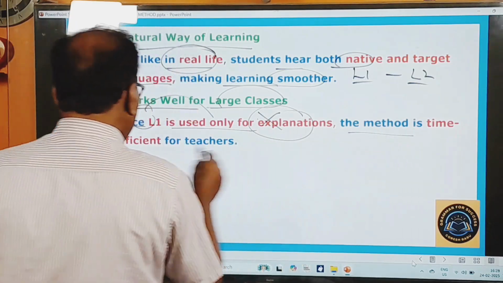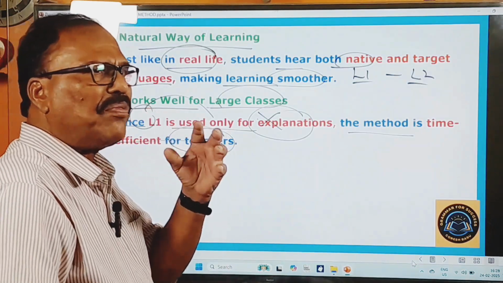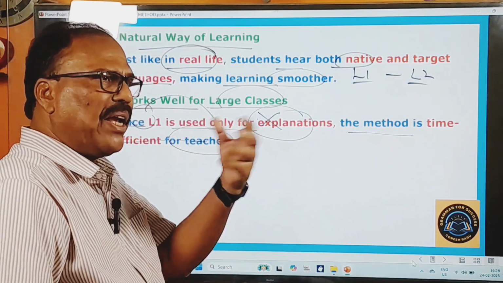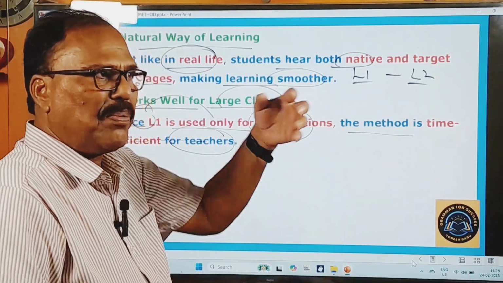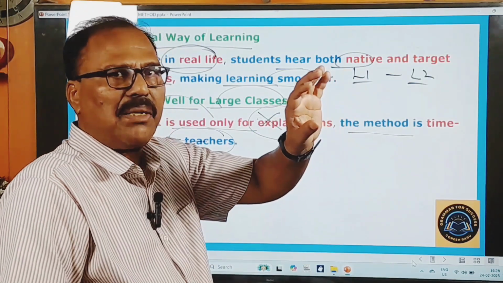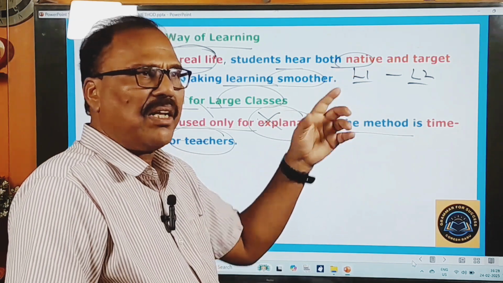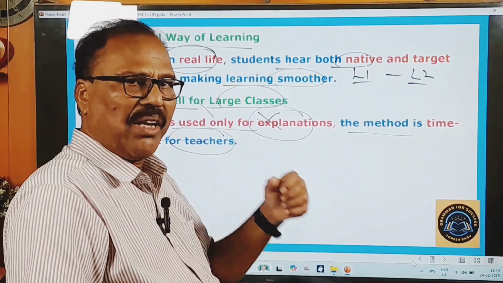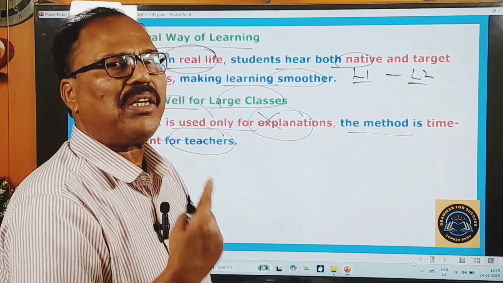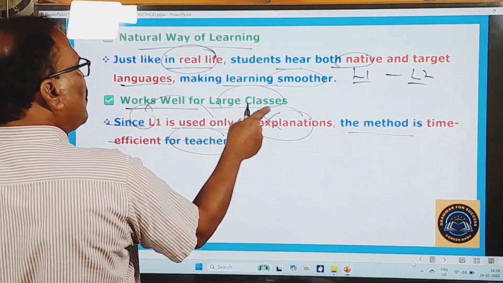The method is time efficient for teachers. That's why the teachers could not feel any kind of difficulty in explaining the things in the target language itself. They could explain the meaning of that concept, the meaning of that word, even in their native language. That's why the students will understand the meaning of that word in their native language, and they can pick up this target language very quickly. So that's why this works well for large classes, right?